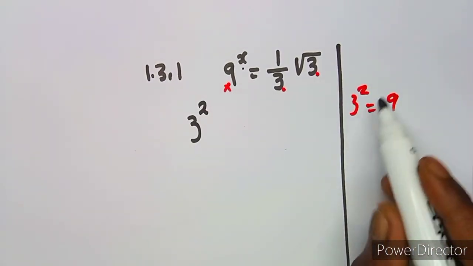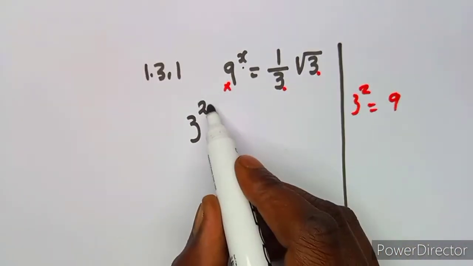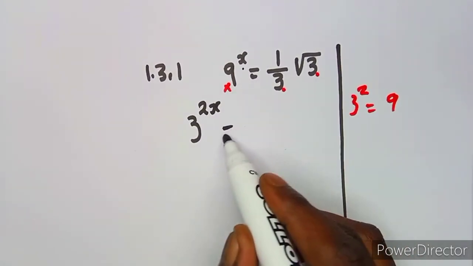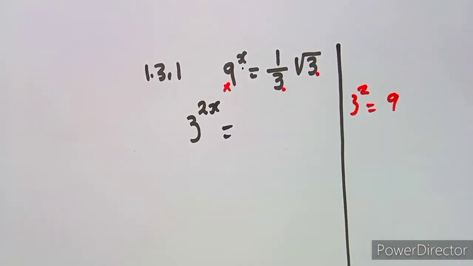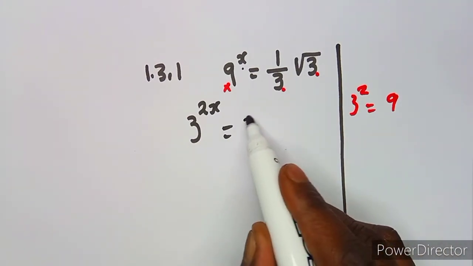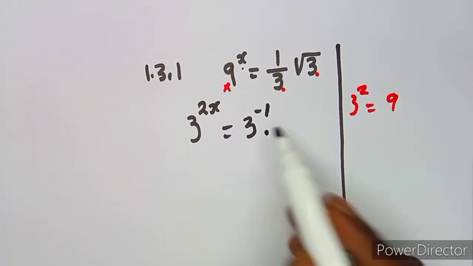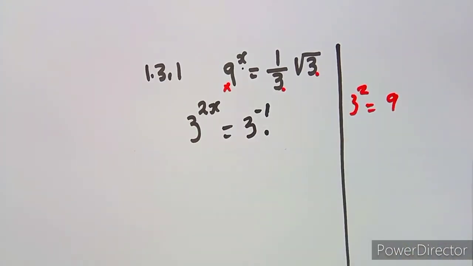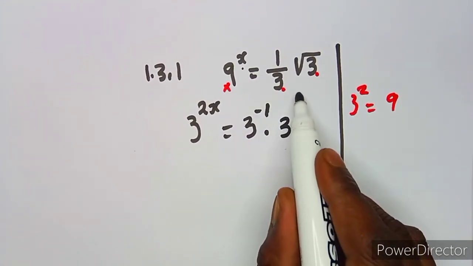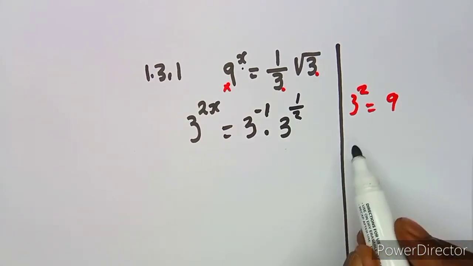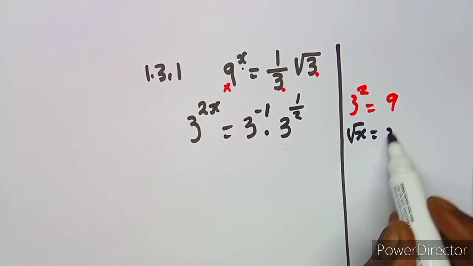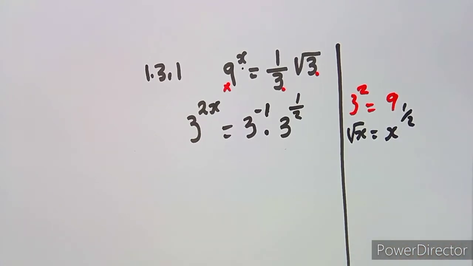So it's supposed to be times x. So if multiplied to x, it's going to be 2x. Okay, which is equal to, you've got 1 over 3. From our laws of exponents, we know that 1 over 3 is the same as 3 to the exponent of a negative 1. Okay, times square root of 3. Where are we going to have this square root of 3 from? Square root of 3 is the same as 3 to the exponent of a half. Take note, guys, square root of x is x to the exponent of a half.